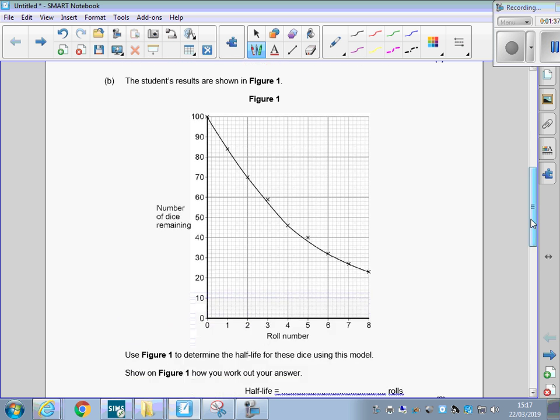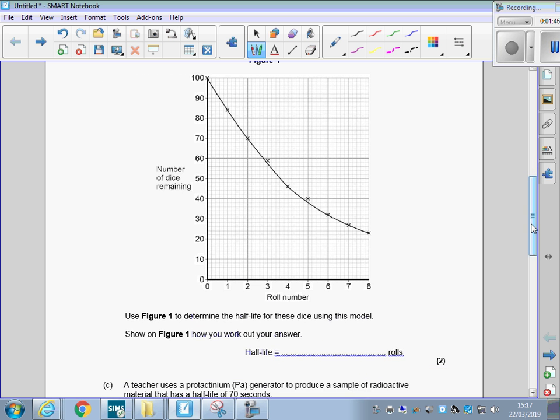Okay, so they plotted the graph for us. That was nice of them, and it asks us to use this to work out the half-life. So whenever you're looking at a half-life curve, and if we look at this curve, we can see that it's an absolutely classic half-life curve. But whenever we look at that, what you really want to do is look at the first number, the starting activity, or the starting number of dice, or the starting number of atoms, and then you just take that and half it. And that gives you half the activity, or half the number of dice.